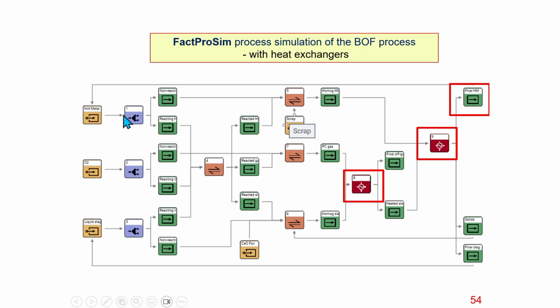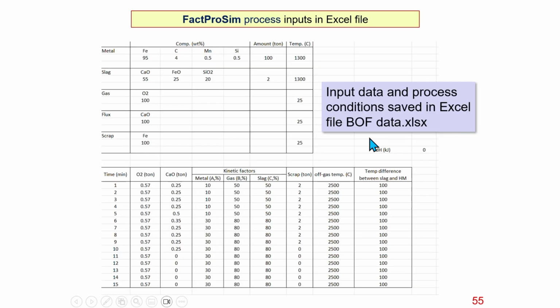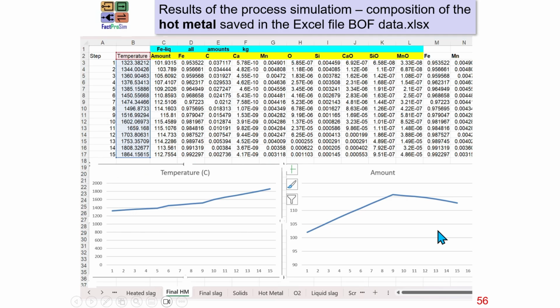In this particular case, this is the FactProSim flow sheet that you get. Again, it now includes the heat exchangers and the final production. To run this, you need to put in input data from an Excel spreadsheet: compositions and the like, time modules or time steps, amounts added, and all sorts of stuff you can put in to improve the simulation. And eventually, when you say calculate, you get a whole slew of Excel spreadsheet results.